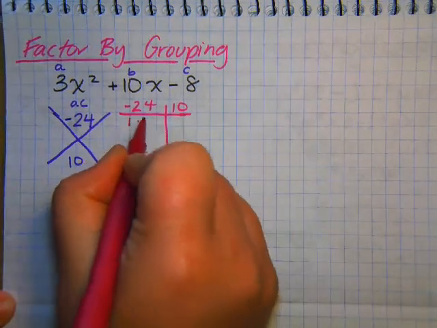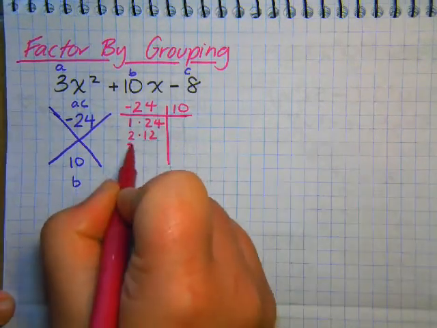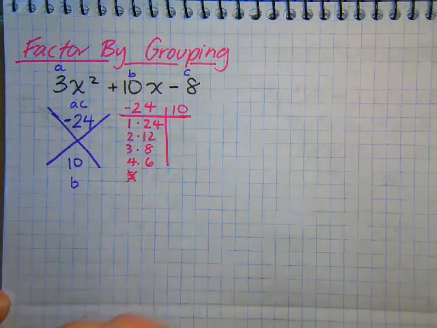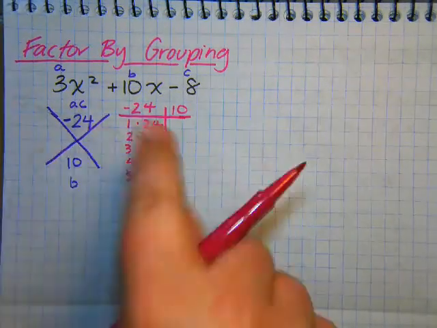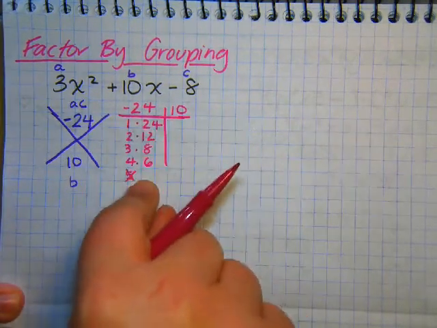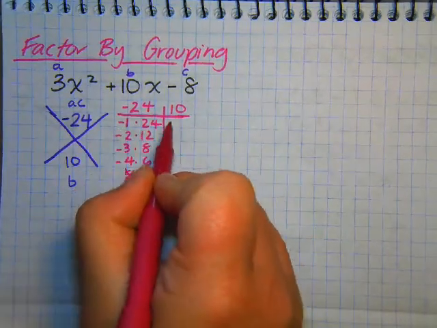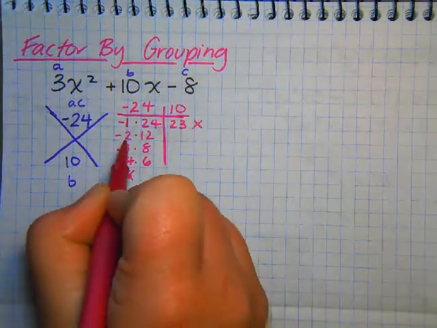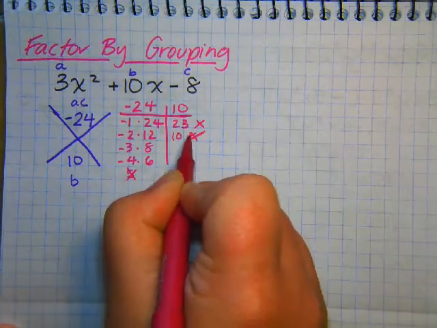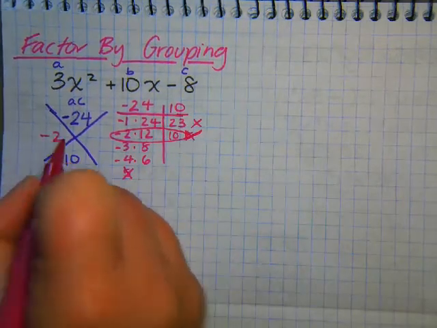So 1 times 24, 2 times 12, 3 times 8, 4 times 6, and 5 doesn't go into it, and then we're back to 6. As I said before, since they're going to add to a positive, the bigger number needs to be positive, so I'm going to make all these smaller ones negative. Negative 1 plus 24 is 23. That's not right. Negative 2 plus 12 is 10. Oh wait, I was going too fast. It's right there. That was quick. So that means my factors are negative 2 and 12.